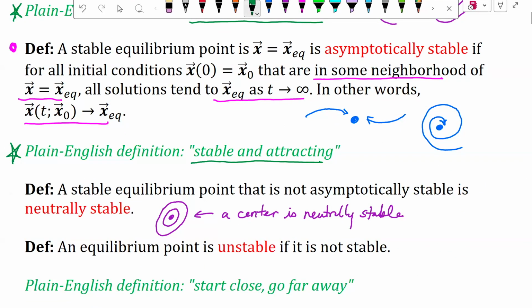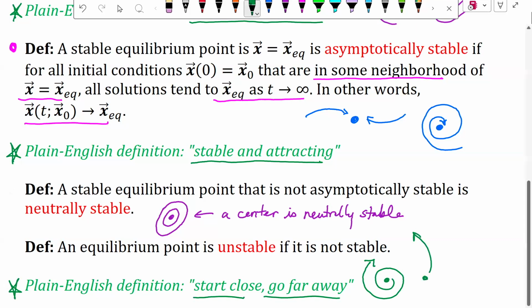And finally, to be unstable, it just means that the point is not stable, so it doesn't fit into any of the other categories. So in plain English, it means you can start close, but you are going to get pushed far away as time progresses. So an unstable point is considered a repelling point. An example would be an unstable spiral or a source, or an unstable node. Let's go to the next page and look at an example.